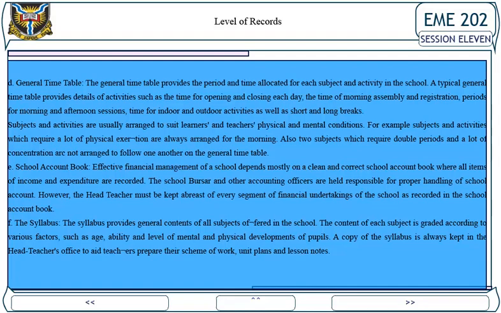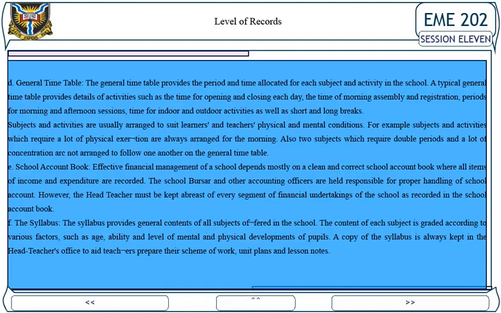Subjects and activities are usually arranged to suit learners' and teachers' physical and mental conditions. For example, subjects and activities which require a lot of physical exertion are always arranged for the morning. Also, two subjects which require double periods and a lot of concentration are not arranged to follow one another on the general timetable.